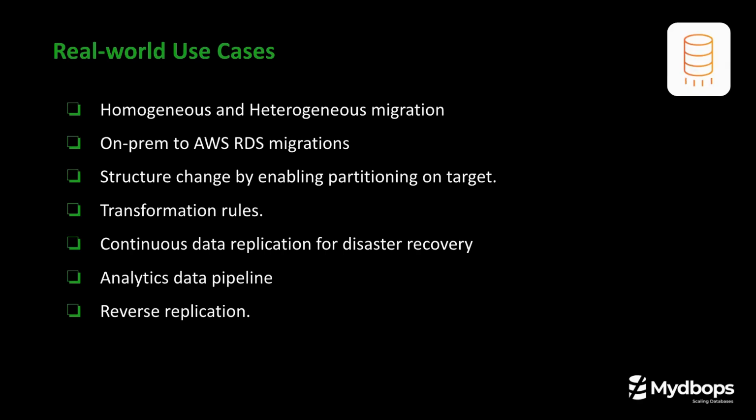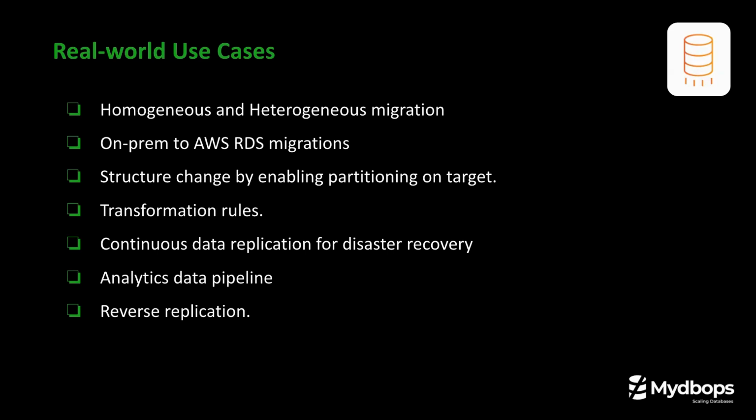Okay, now let's look at some real world scenarios where DMS will be used. The homogeneous migration is when both the source and target databases use the same engine. For example, migrating from EC2 MySQL to RDS MySQL. In this case, the schema, data types, and even database features are all similar, so the migration is faster and simpler.